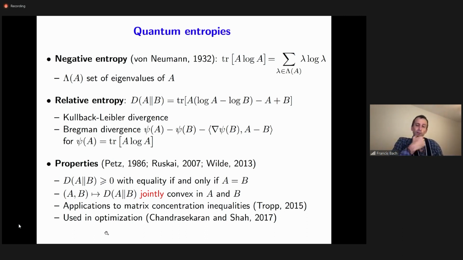This is also often used in optimization as a way to do smoothing of the eigenvalues, and there is also a nice paper by Venkat Chandrasekaran and colleagues. But today it's not about optimization or statistics. It's about applying this to my covariance matrices.